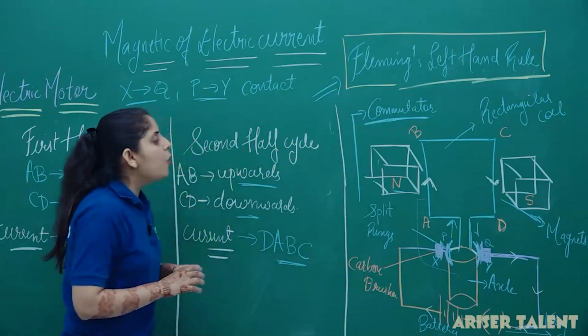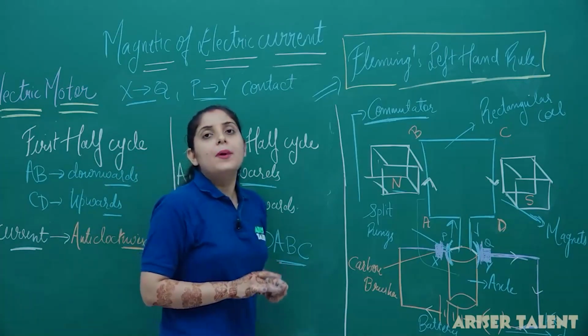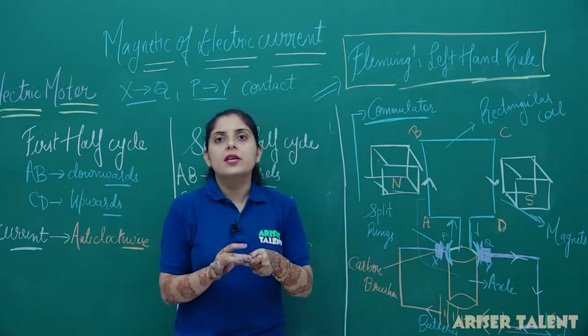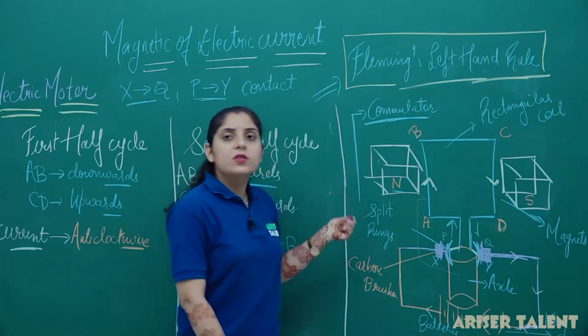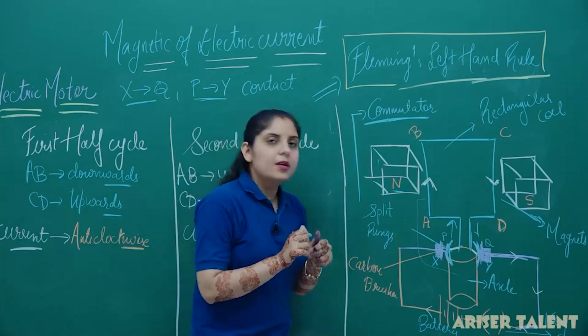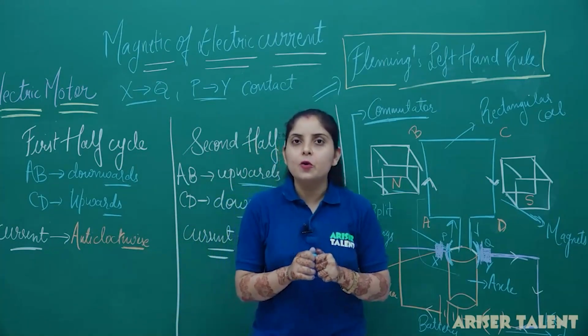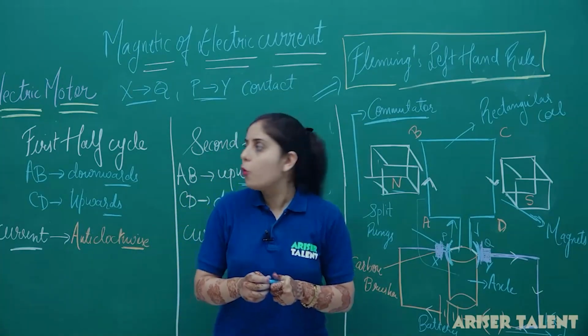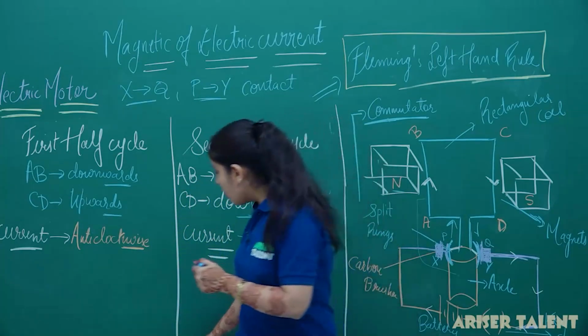Now, this is how the electric motor actually works. But nowadays, electric motors are not using permanent magnets. They are actually using electromagnets. So I guess that the working of the motor has been clear to you. There are a few points about the motor, so we have to discuss these points also.